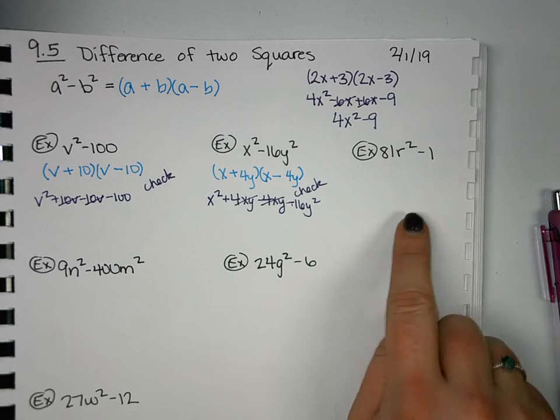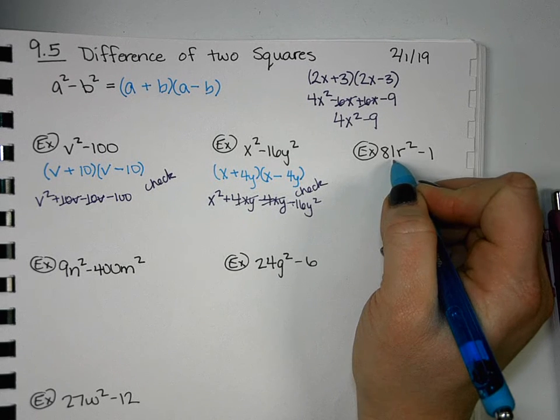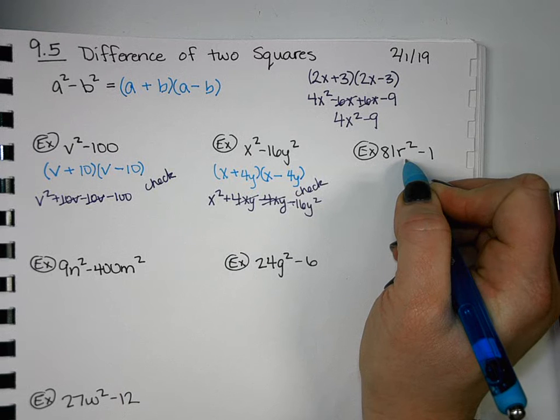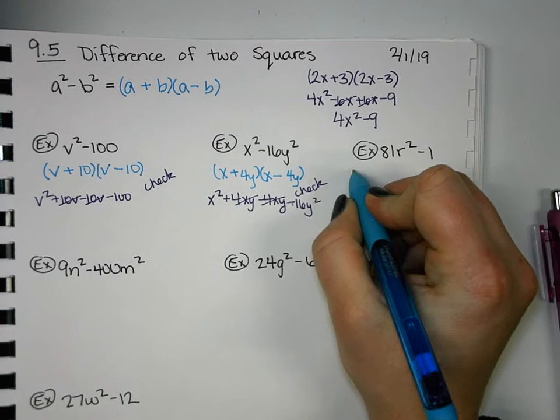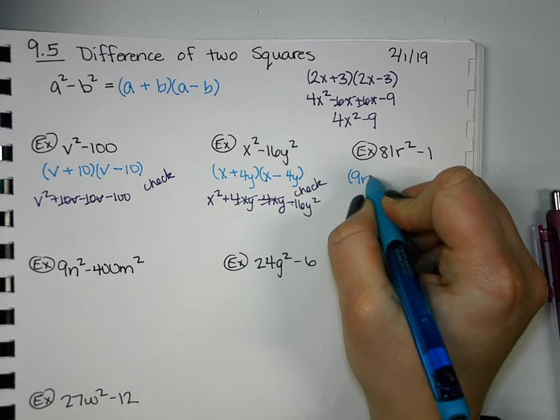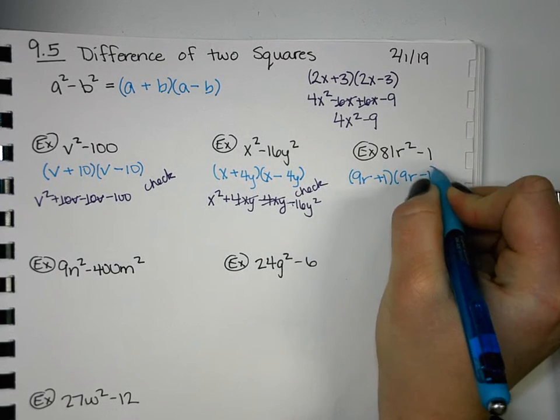Okay, what about this third one over here? 81r squared minus 1. Are both numbers, or both monomials, perfect squares? What's the square root of 81? 9. What's the square root of r squared? What's the square root of 1? Good. Okay, so then we would have 9r plus 1, 9r minus 1.